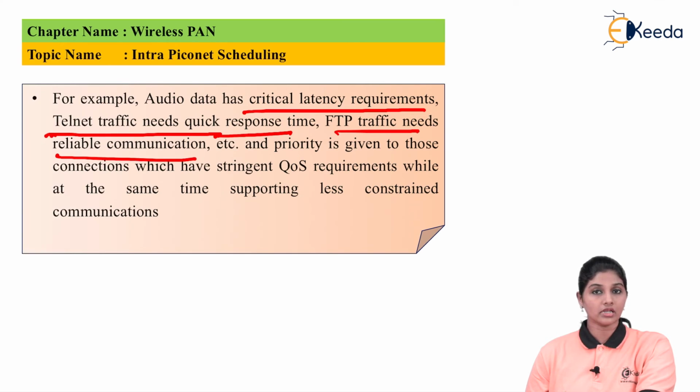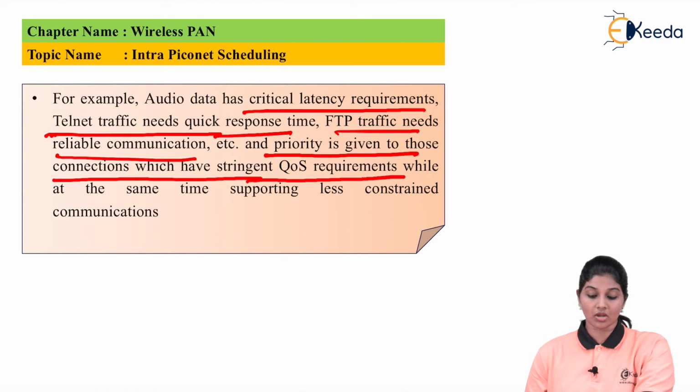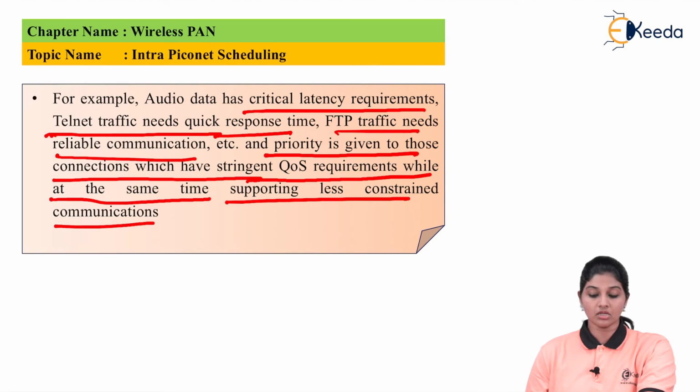Now when we consider the telnet traffic, it requires a quick response. If we consider the FTP traffic, it requires reliable communication. So based on what type of data we are transmitting on the network, the data is categorized on the basis of various requirements. Priority is given to those connections which have strict QoS requirements, while at the same time supporting less constrained communication. The requirements which are more critical are given the highest priority, and the requirements which are less critical are given the lowest priority, and depending upon the QoS requirement the categorization is performed.